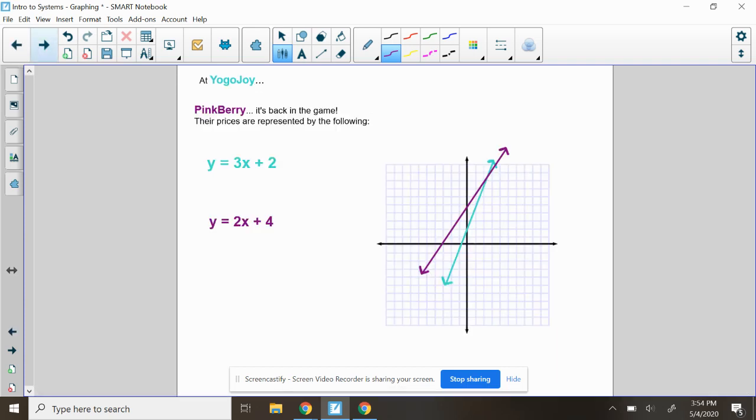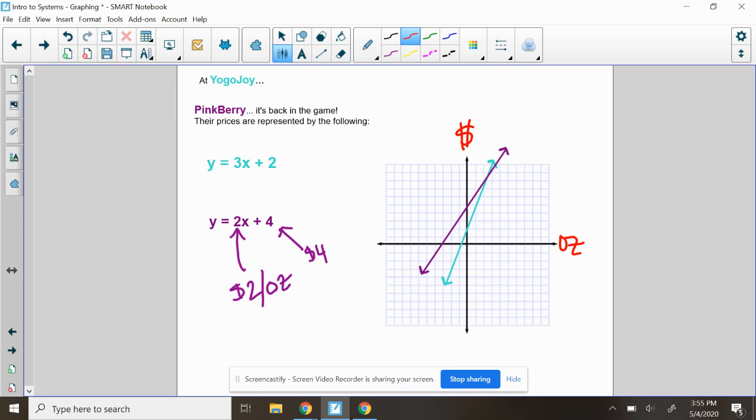So what I want to now do is compare Yogo Joy to Pinkberry. And you can see Pinkberry's equation is a little different. They're now saying that they're charging $2 per ounce, and it looks like the cost of their cup is $4. So what I've done here to try to help myself understand the difference between these two stores is I've graphed them because I think the visual component is really helpful. And this graph can tell us a lot of things. Keep in mind that X is ounces and Y is money or cost. And we can use this to interpret which one's the better deal, etc.